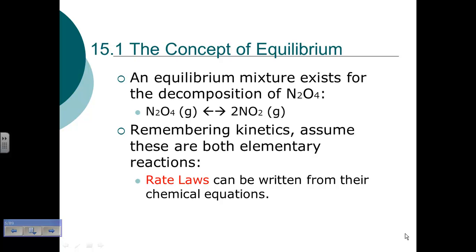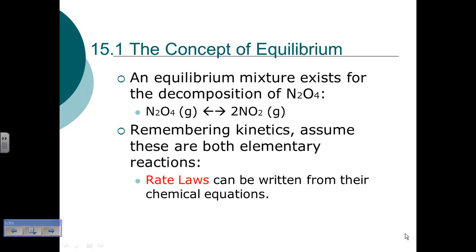It's a balanced equation. Remembering kinetics, we assume that these are both elementary reactions. Now I'm going to take us back and stress what I've just said. In the very last section of our kinetics chapter, we talked about reaction mechanisms. And whenever we wrote a dynamic equilibrium with a forward and reverse reaction, one going forward, one going in reverse, those were always elementary reactions.